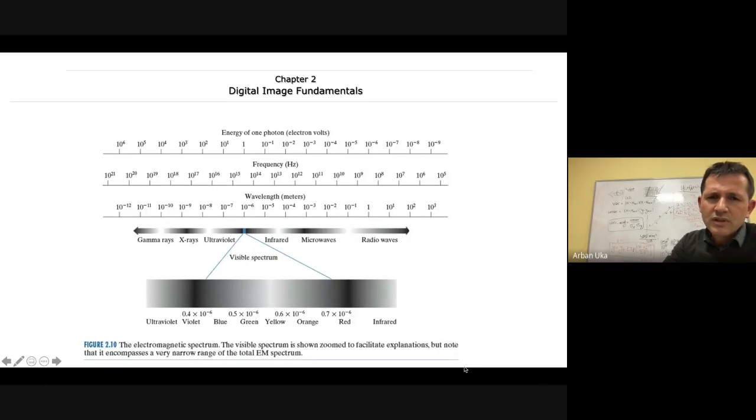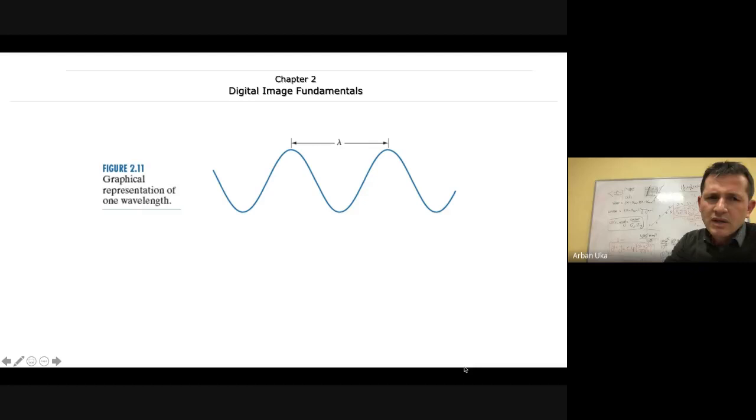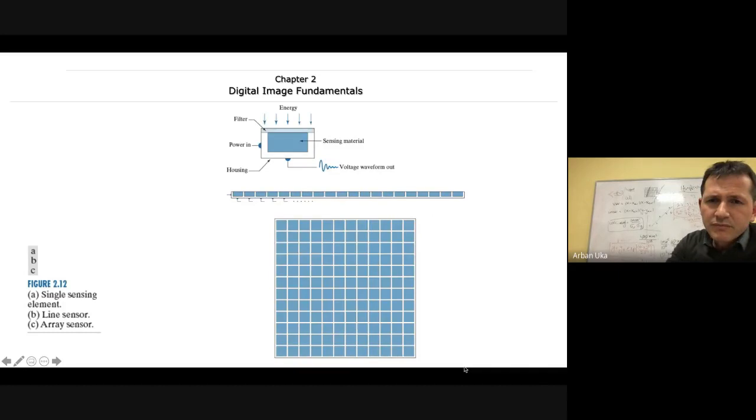There is also a direct relationship between the frequency and the energy of a photon. Here we have the graphical representation of the wavelength of a photon. The smaller this wavelength is, measured from crest to crest, the higher the resolution we have if we use it for image acquisition purposes. Now, here we have the sensing elements which can be used for image acquisition. We can have line sensors or array sensors. The cameras that we use are all array sensors, like the graph at the bottom.